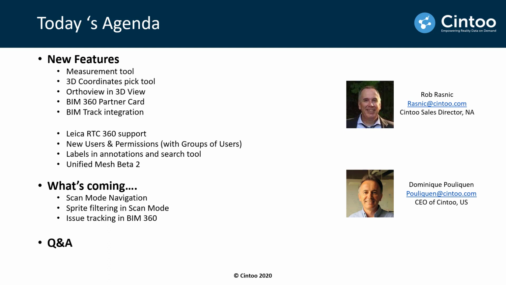These include updates to the measurement tool, 3D coordinates pick tool, ortho view and 3D view, BIM 360 partner card integration, and BIMTrack integration. Then Dominique will discuss the new Leica RTC 360 support, new users and permissions functionality, labels and annotations in the search tool, and Unified Mesh Beta 2. After that, Dominique will also update us on what we can look forward to in the next half of this year. We'll then end with a Q&A session from questions that have been put into the Q&A panel. So now, let's move on with the live demonstration.